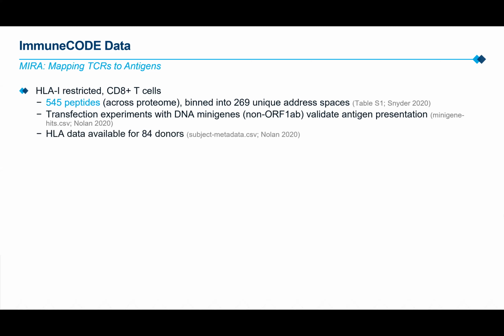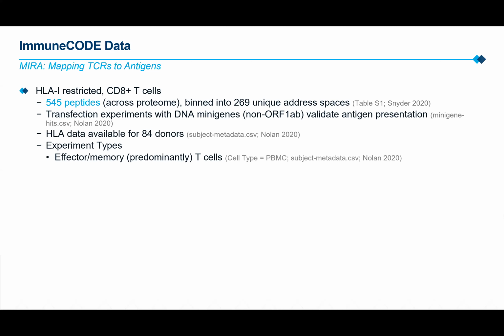Thus far, we have HLA data available for 84 donors, so that will be a rich resource as well. And then there's a few different experiment types. So I just wanted to describe those a little bit because they're mixed together, and I just wanted to be clear what types of data are available and how you might use them.